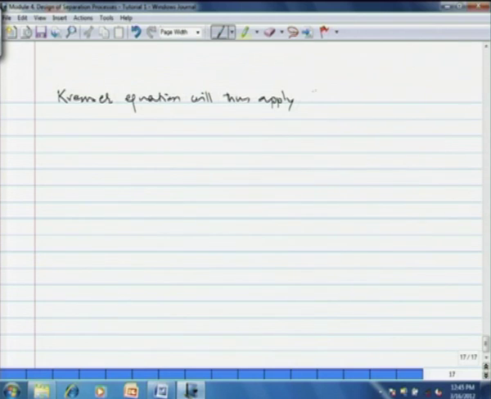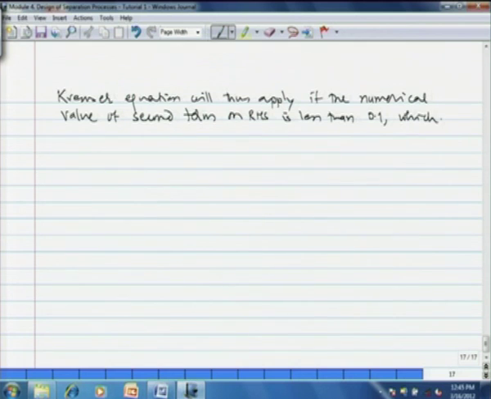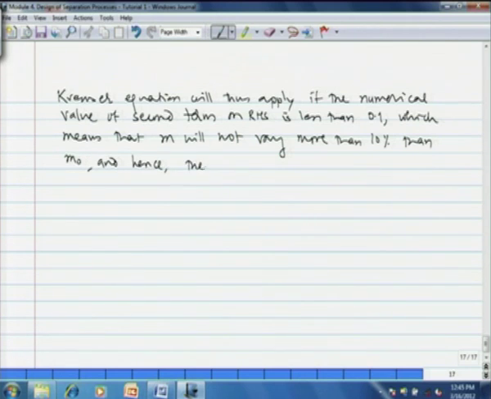So, that point we note Kremser equation will thus apply if the numerical value of second term on RHS is less than 0.1, which means that m will not vary more than 10% than m naught, and hence the equilibrium curve will be a straight line.